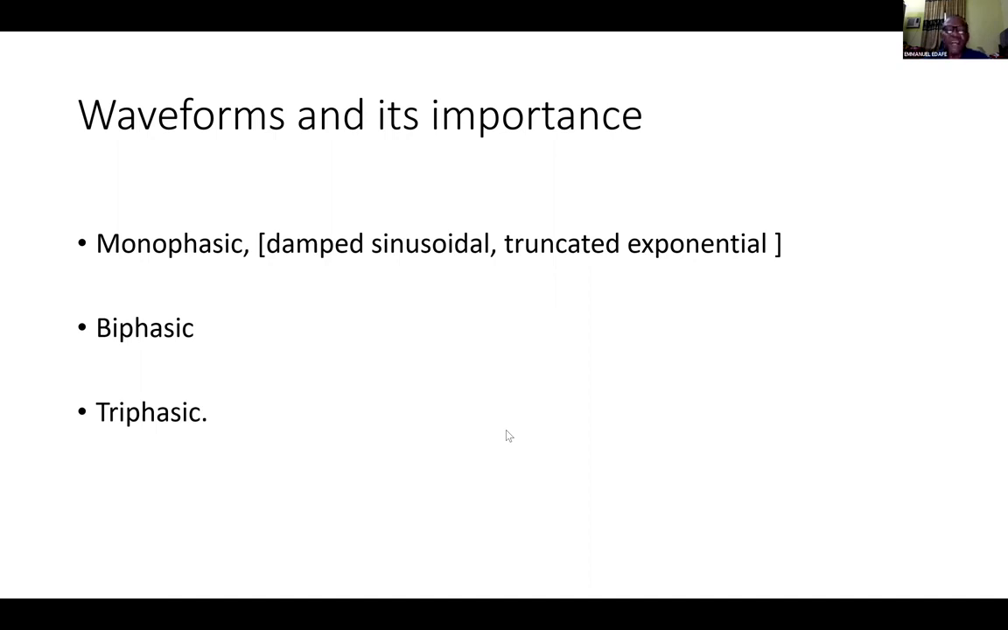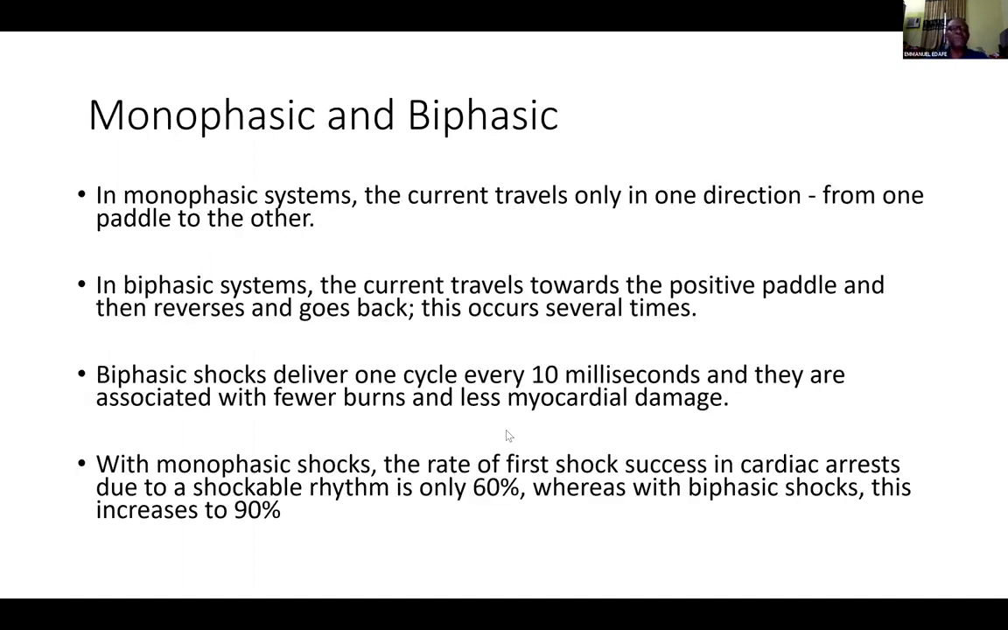There is also the issue of triphasic, but it's not in clinical practice, and it has not been shown to be better than biphasic. So, monophasic and biphasic. In monophasic system, the current travels, as I've said, only in one direction. Either you use the paddle or the pad, any form of that can give you that. While in biphasic, the current travels from positive to negative and reverses back. And in biphasic, we use a smaller amount of energy compared to the monophasic. So with monophasic, the rate of first shock success is around 60, while in biphasic, the rate of first shock success rises up to 90. The reason is because it travels and returns back, and it can also return back again. So these are the benefits.